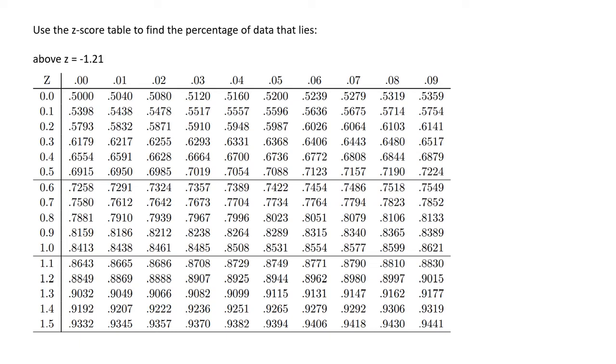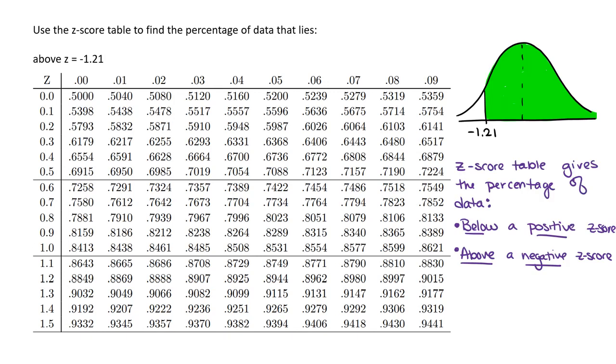What if we want to use our z-score table to deal with negative z-scores? It turns out we can use the same table, but because a negative z-score is below the mean, that means our table is now going to give us the percentage of data that is above a negative z-score. Okay, so to summarize, if you have a positive z-score, the table gives you the percentage of value below that. If you have a negative z-score, the table gives you the percentage of data above that. So you can use the same table to solve problems with negative z-scores.